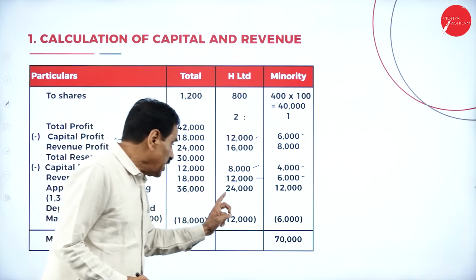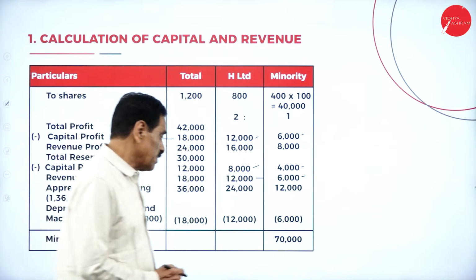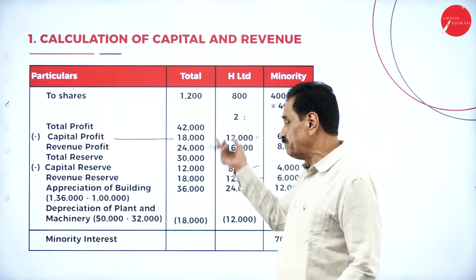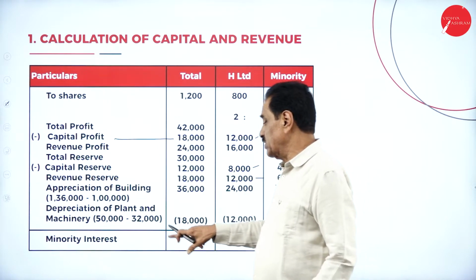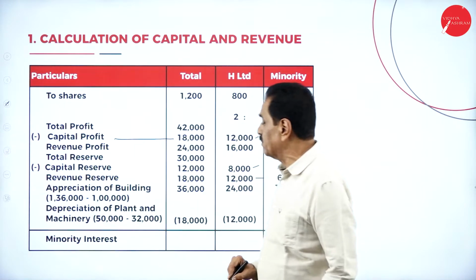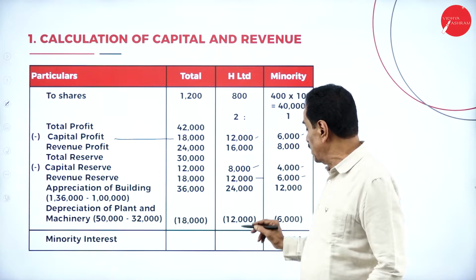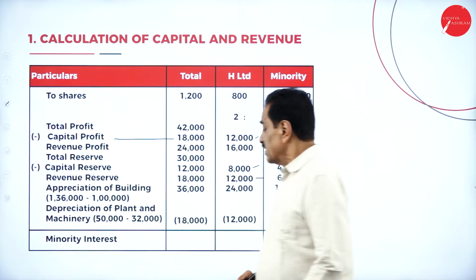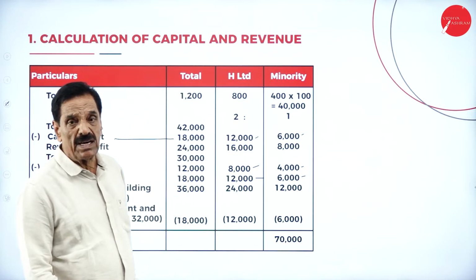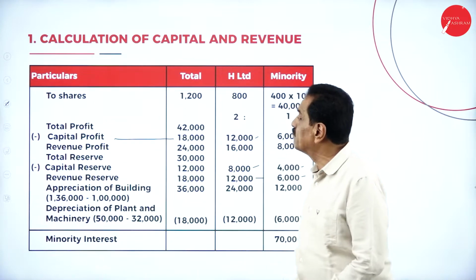Share this. H gets 24,000. Yes, the minority gets 12,000. There was a depreciation of machinery, which is considered a capital loss. The original value is 50,000. Today it's valued at 32,000. How much has come down? 18,000, shared in the ratio of 2:1. Then this is nothing but a minus figure. So 70,000 is the minority interest that will come on the liability side of the balance sheet.